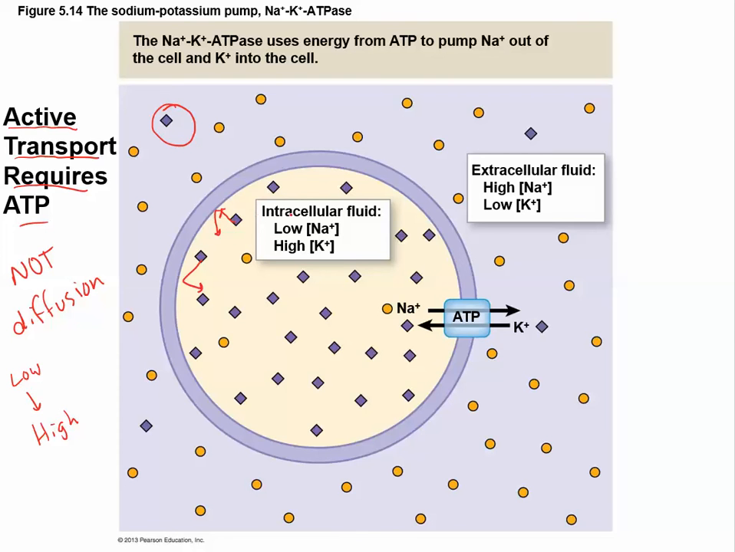And how do they get there? They get there with the sodium potassium pump, and it requires ATP. It's also called the sodium potassium ATPase because it breaks down ATP. The sodium potassium ATPase will pump in two potassium, and at the same time it will pump out three sodium. So two potassium move in and three sodium move out every time it burns an ATP. Nothing is diffusing here. It's pumped. So this is an actual pump.